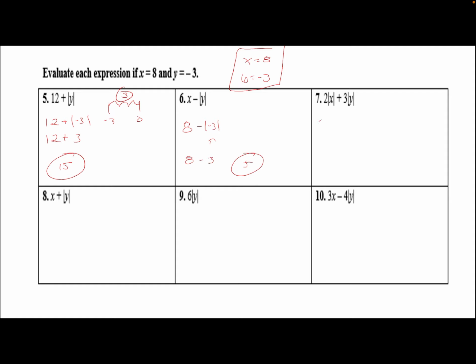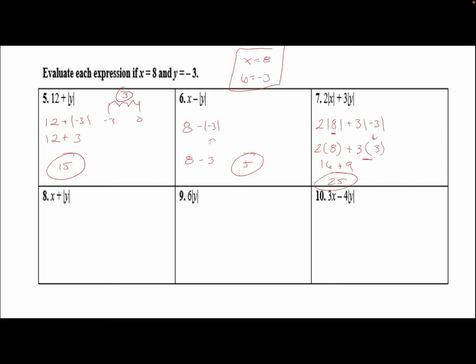Here we're going to take 2 times the absolute value of x plus 3 times the absolute value of y. So let's get rid of our absolute values and replace them with parentheses. The absolute value of 8 is 8. And the absolute value of -3 is 3. So let's simplify a little bit more. 2 times 8 is 16. 3 times 3 is 9. And 16 plus 9 is 25.